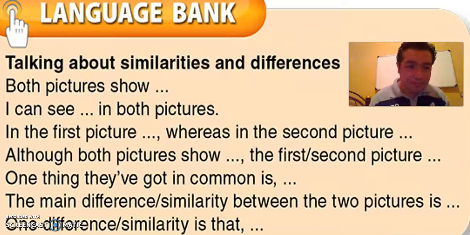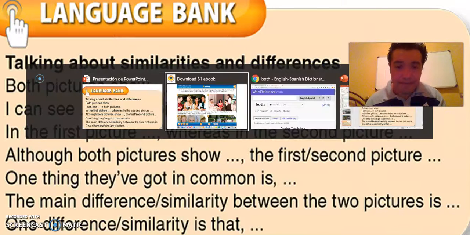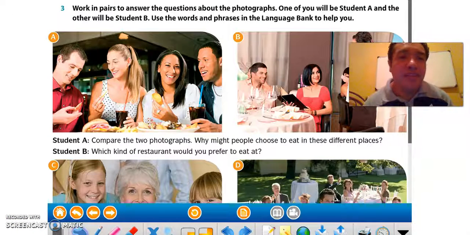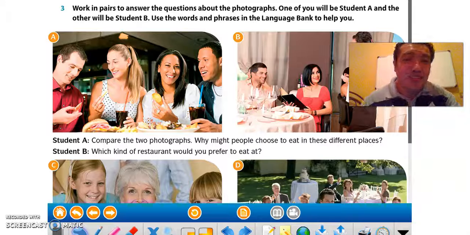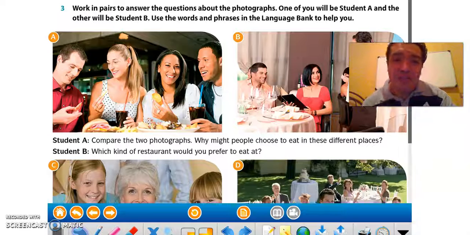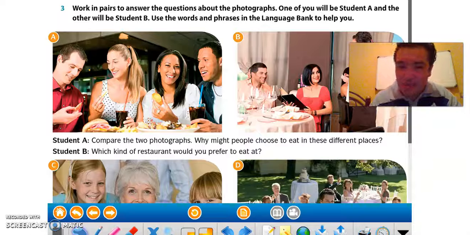Here we go. But look at the instruction. The instruction says, work in pairs to answer the questions about the photographs. One of you will be student A and the other will be student B. Use words and phrases in the language bank to help you. We already saw these expressions, so I hope you remember them.